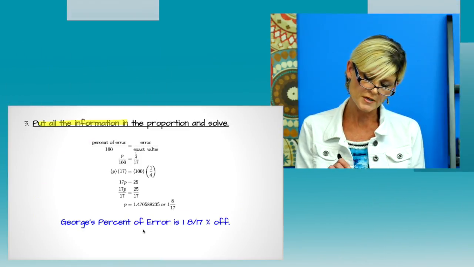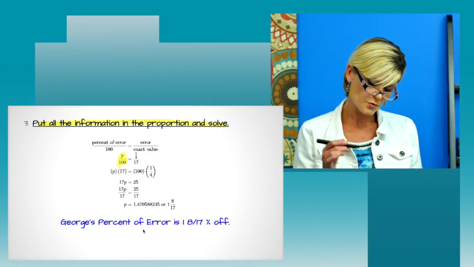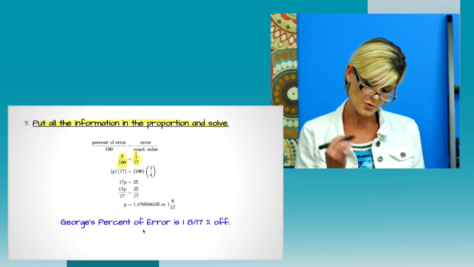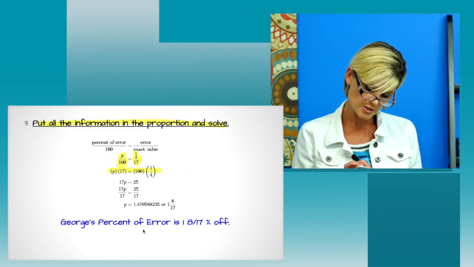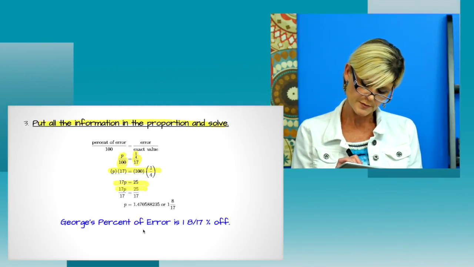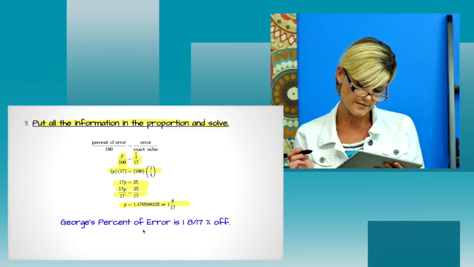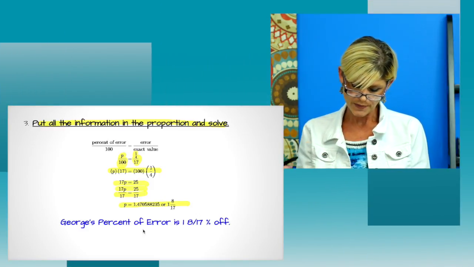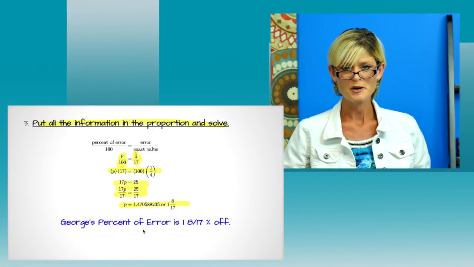Next, we're going to put all the information into the proportion and solve. So we have P over 100, or the percent of error over 100, and we have 1/4 over 17, or the error over the exact value. We're going to cross multiply, which gives us 17P equals 25. We're going to divide both sides by 17, and we get P equals 1.470588235, or 1 and 8/17. So George's percent of error is 1 8/17% off.